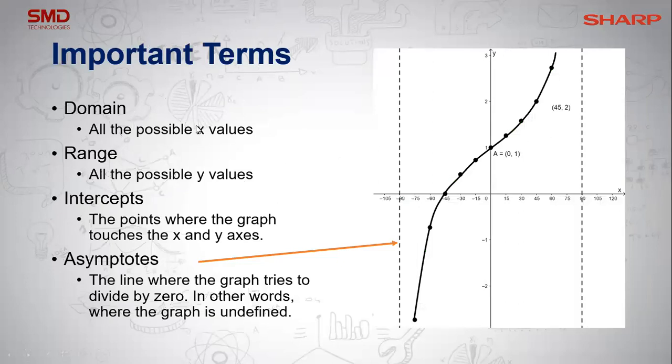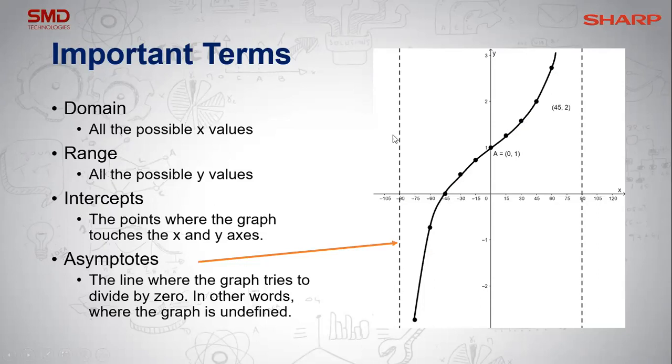Domain is all possible x values, range is all your possible y values. And then I like to remember d is before r and x is before y. So d and x go together and range and y go together. You know, these little mnemonics that you've always got to learn. Intercepts are where your x is equal to zero and your y is equal to zero. Other way around, y is equal to zero, x is equal to zero, and where they intercept on your axis.